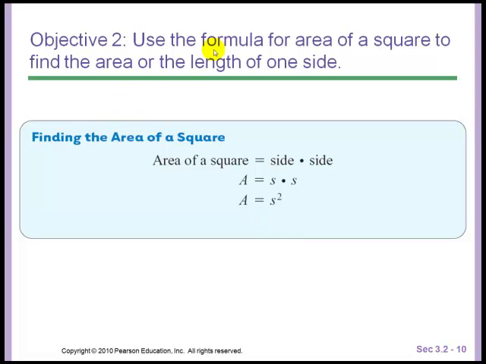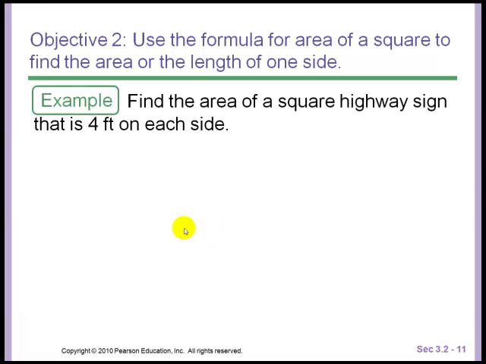Objective 2. Use the formula for area of a square to find the area or the length of one side. The area of the square is found by multiplying the side times the side. In this case, because it is a square, they're going to be the same size, and we can write it as area equals side squared. Again, area will be in square units. You must have square units.